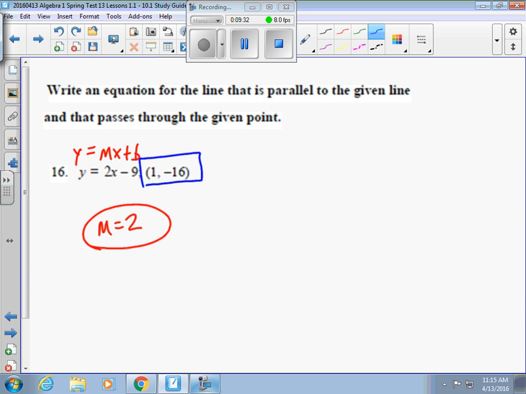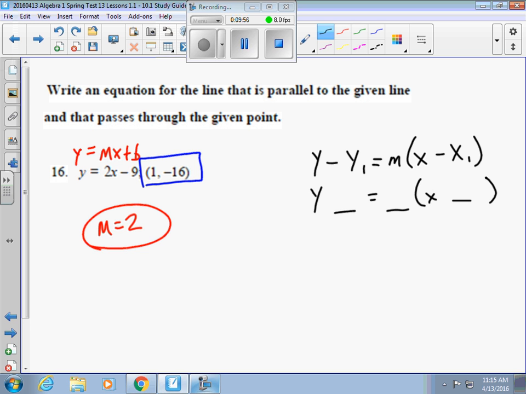So we're given a slope and a point, so we'll use point slope form. Point slope form: y minus y sub 1 is equal to m times x minus x sub 1. In place of y, we'll leave y. We'll fill in for y sub 1. We'll fill in for m. We'll leave x. And we'll fill in for x sub 1.